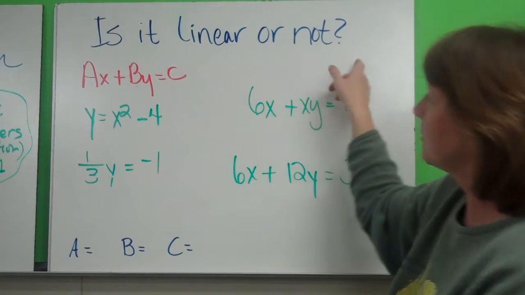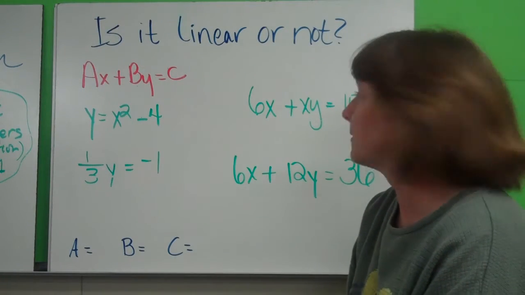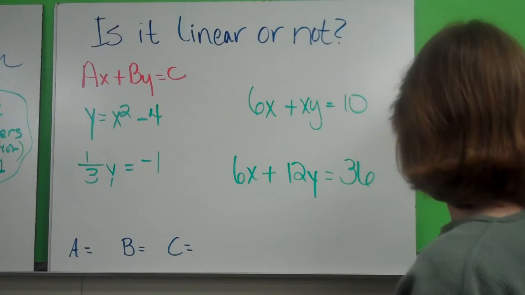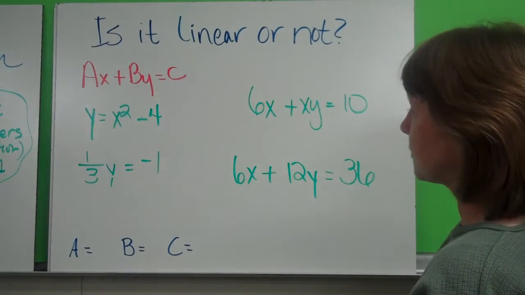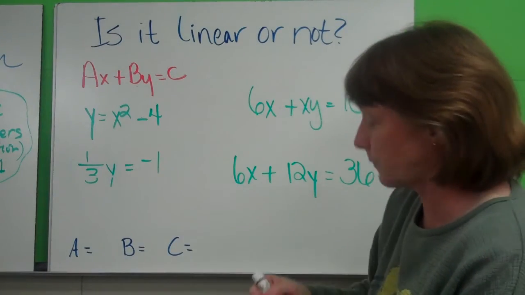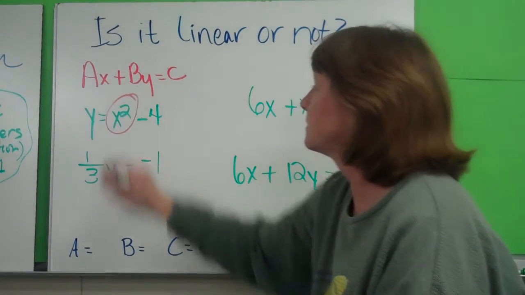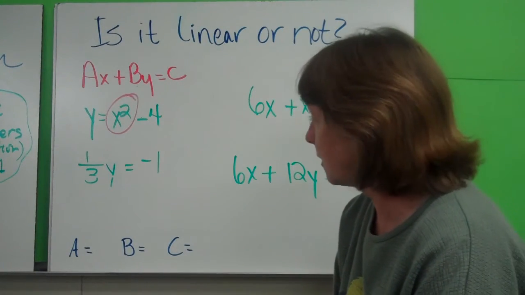Is it linear or not? You can tell by the standard form if it's linear or not. If you look at this first one, y equals x squared minus 4. This is squared. The variable is squared, so it's not linear.